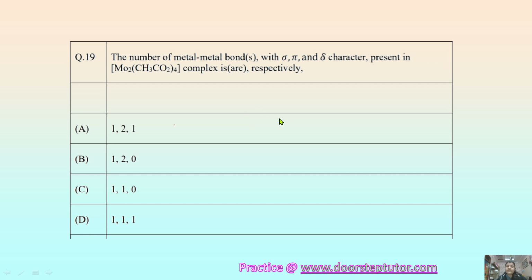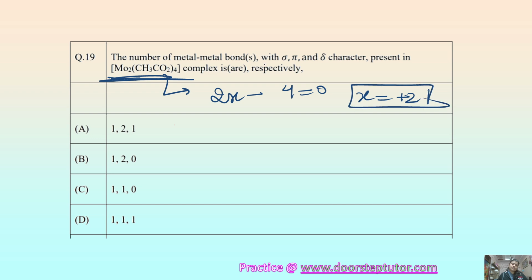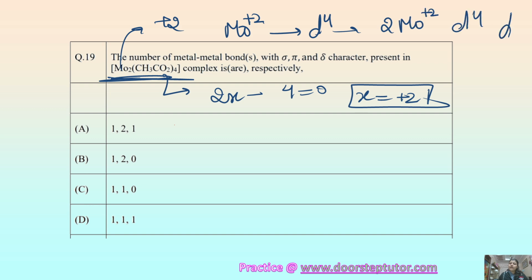Now this is a very simple question. It just needs 1 minute to solve. In this particular complex, how are you going to solve this? You know that there are 2 molybdenum atoms, and 2x minus 4 is equal to 0. So here x is positive, which means the oxidation state of molybdenum is +2. So we have molybdenum in the +2 state, which means it is a d4 electronic system. We have 2 molybdenum +2, so we have d4 and d4. It means we have a total of 8 electrons.